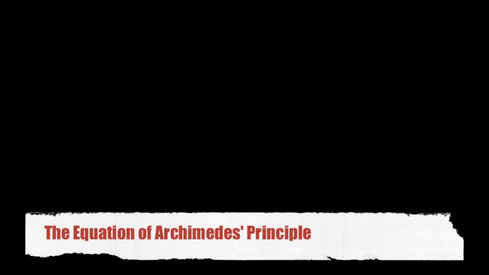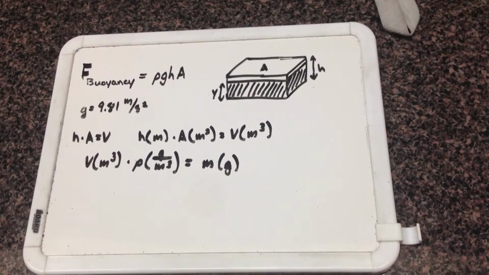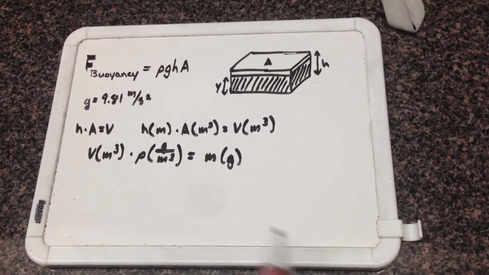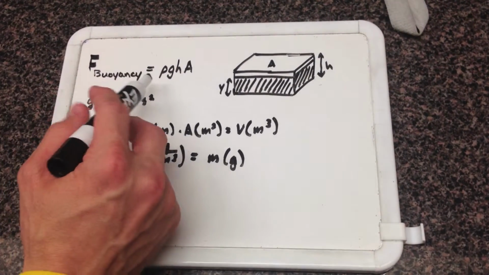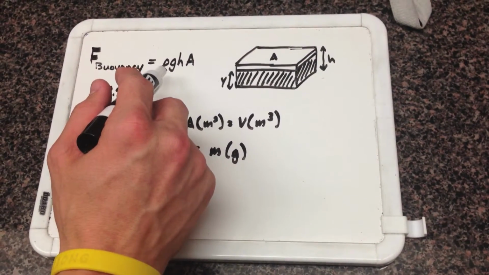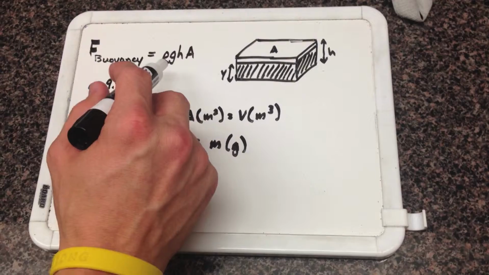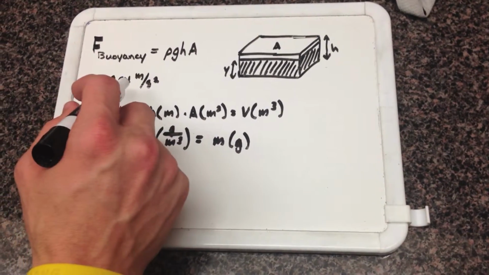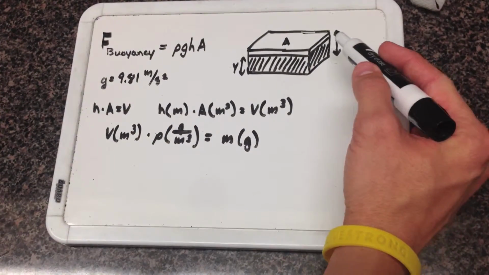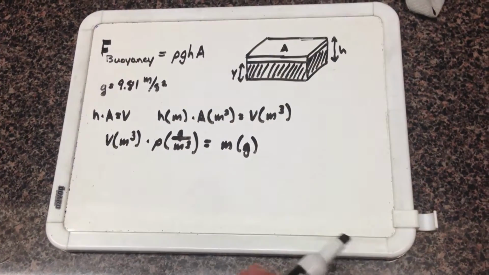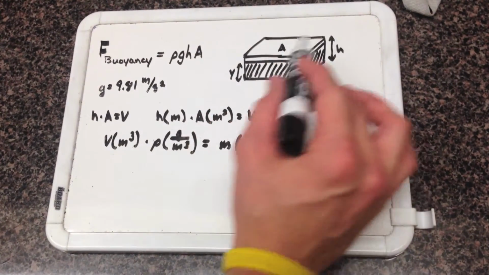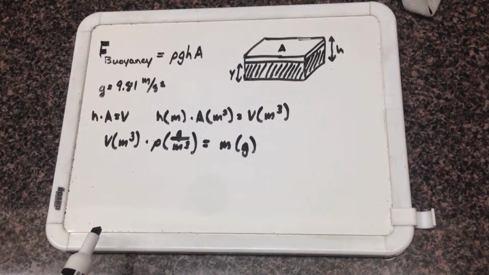Here's our take on Archimedes' principle. The equation for Archimedes' principle is best explained by using a generic cube, whereas the buoyant force is equal to the density of the cube, rho, times little g, which is the acceleration due to gravity, which in this case is 9.81 meters per second squared, times the height of the cube, times the cross-sectional area of the cube. But as you can see, if you multiply the cross-sectional area times the height of the cube, you get the volume of the cube.